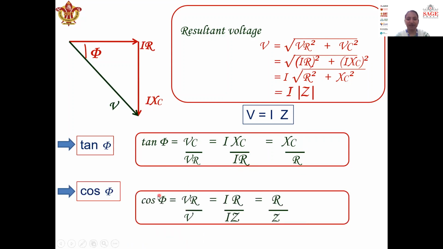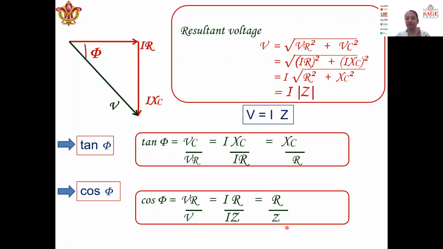And as far as the power factor, that is cos phi, is concerned, cos phi is nothing but the power factor. So cos phi is equal to VR by V. That is, cos phi is base upon hypotenuse. So base is I into R and hypotenuse is V, that is I into Z. VR is equal to I into R and V is equal to I into Z. I and I will be cancelled. So we will be having R by Z.